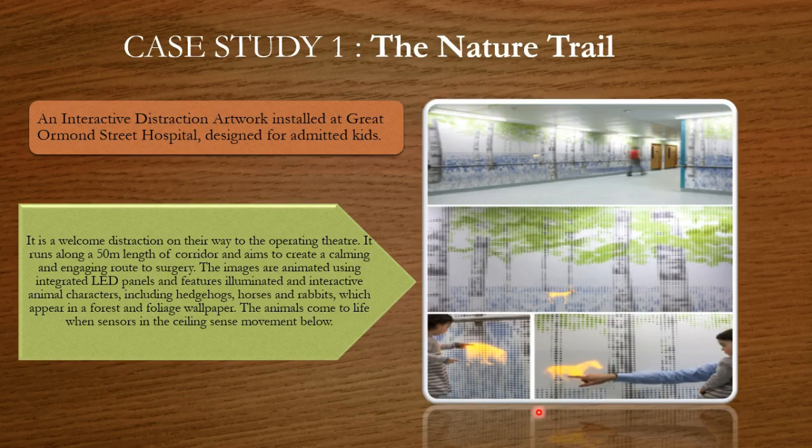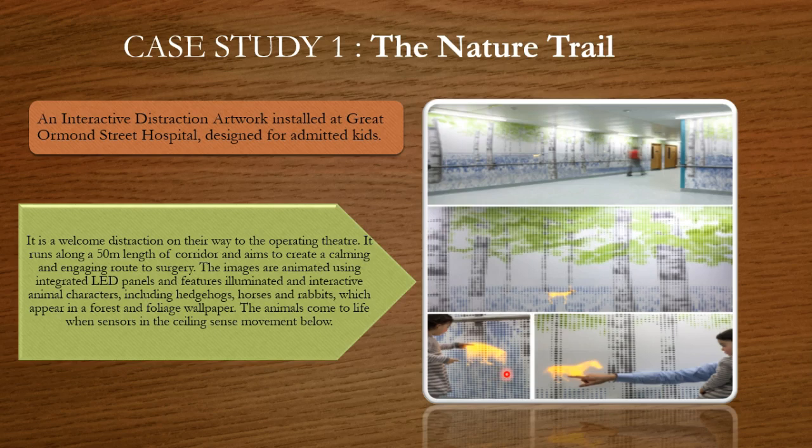So as part of the research, some case studies were made, and the first one is a natural trail. It is used in the Great Ormond Street Hospital, and it is used for the admitted kids. So it is a welcome distraction on their way. So it runs all through the corridor, and the image is animated using integrated LED panels, and we can see in the forest and foliage wallpaper the animals are coming alive. This works with the help of sensors. The sensors sense the movement.